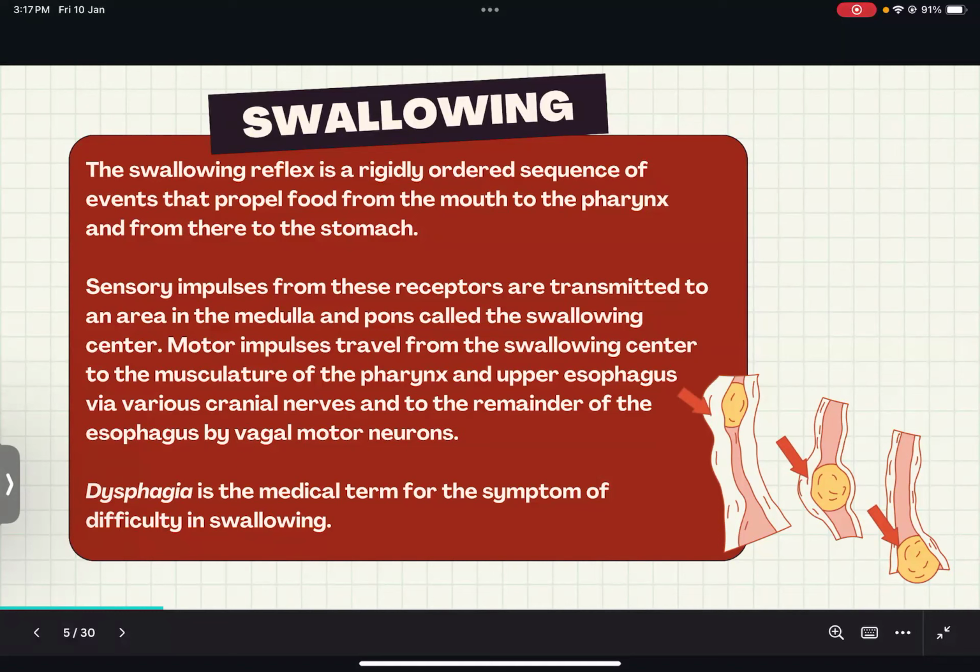And this is about it for swallowing. This is a very important medical term you should know, which is dysphagia. I'm pretty sure you guys have heard of it. Dysphagia is just the medical term for difficulty in swallowing. That is it. But you have to make sure that you know this, because in case it appears in any of your questions, you're clear and set, and you don't get confused as to what it means.